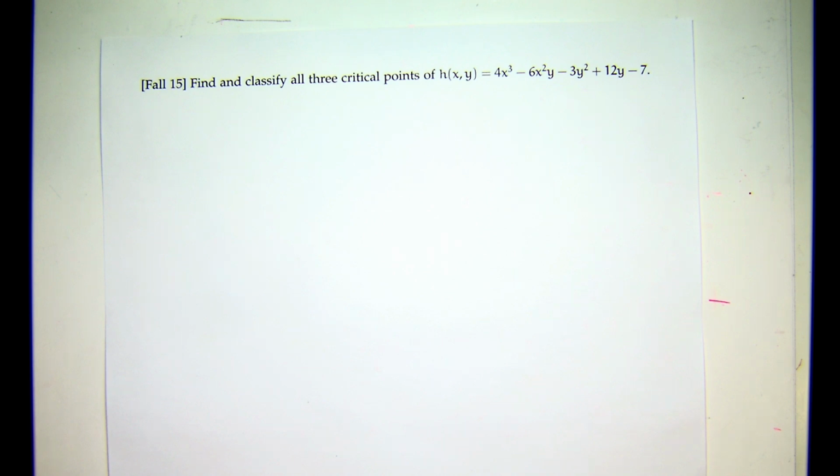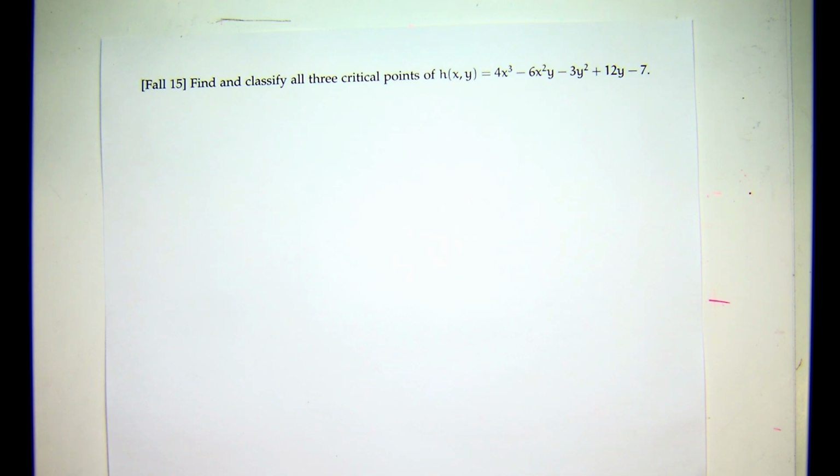But anyways, here we go. So find and classify all three. I don't know why they told us there were three, but okay. All three critical points of h of xy equals 4x cubed minus 6x squared y minus 3y squared plus 12y minus 7. So this is a find and classify. So there's two stages. There's the find stage and there's the classify stage. Now, you should always do the find first because you can't classify if you don't have anything. So you actually have to find. So first to find, what do we do?